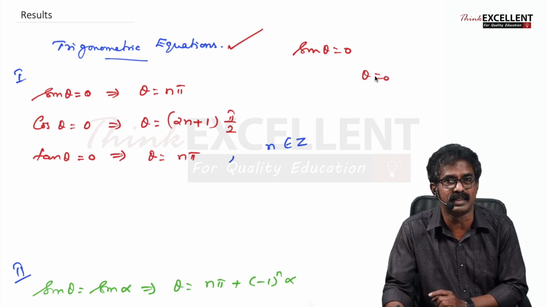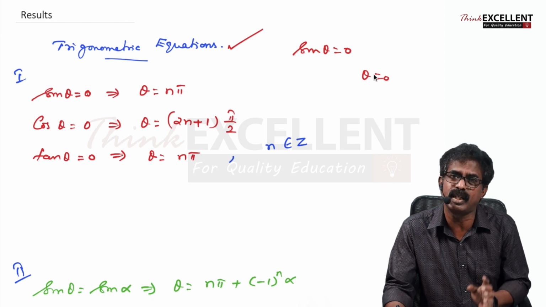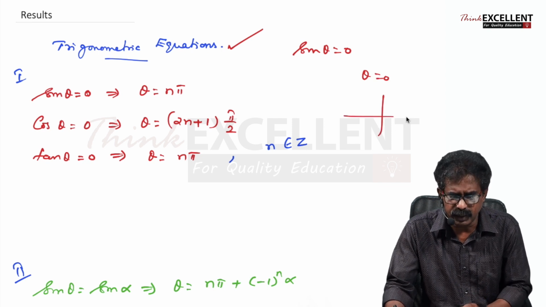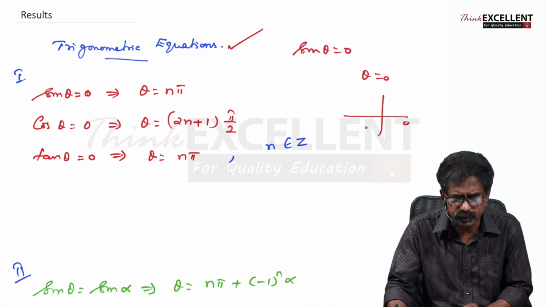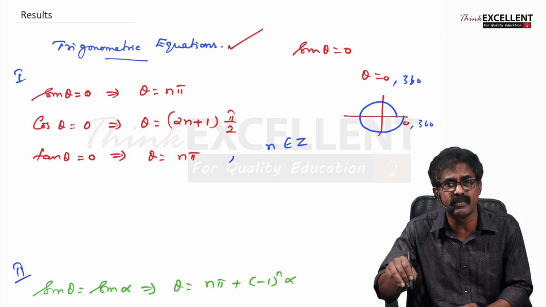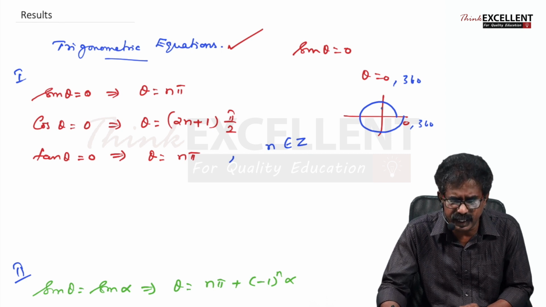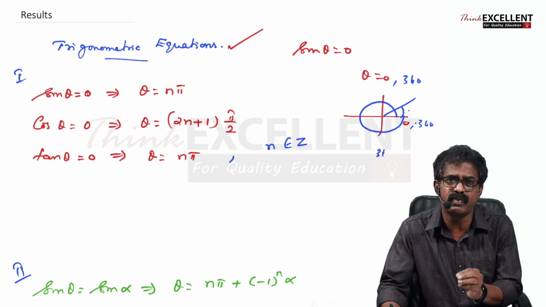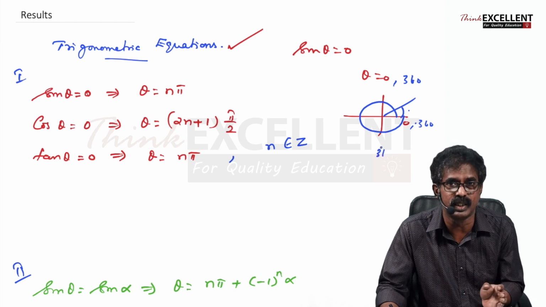This is not the only answer. Trigonometric functions have infinitely many solutions. Why, you know? See, this is 0. From here if you move, this is 90, right? Then 180, 270, 360. 360 is also equivalent to 0 only. So 0 or 360, all these are the same. If you go one more round, 720, that is also the same. If I take 30 degrees, 360 plus 30, 390 is also the same, right? This is for you to easily understand. There are many solutions, right?